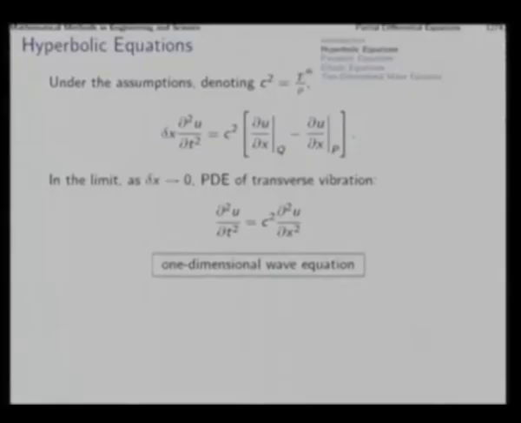So, currently that ratio T by rho, that positive number, we denote by c square. Later as we proceed, we will find that this quantity c has a great relevance, that is the speed of the wave travelling in the string. But currently, just because it is a positive constant, we call it something square. So, say this is c square.